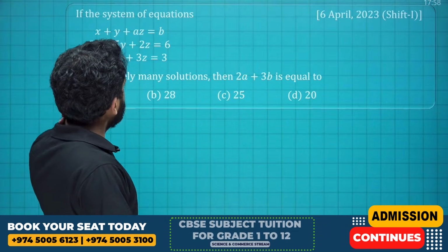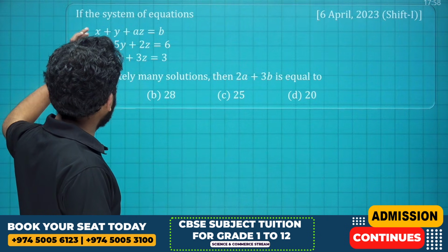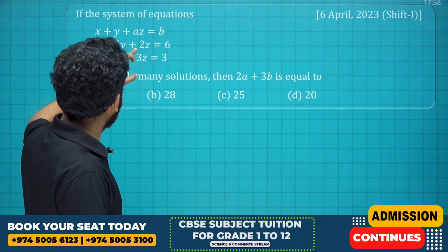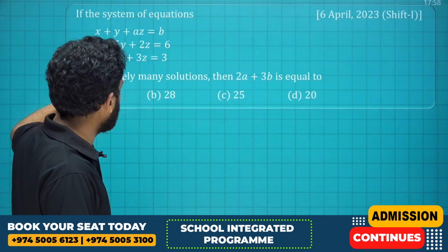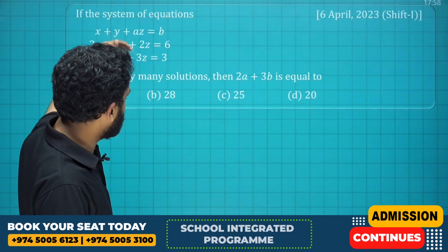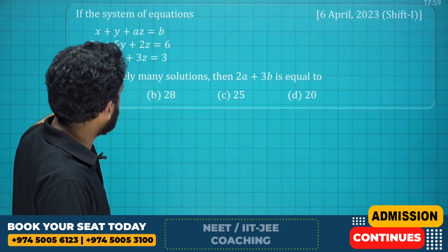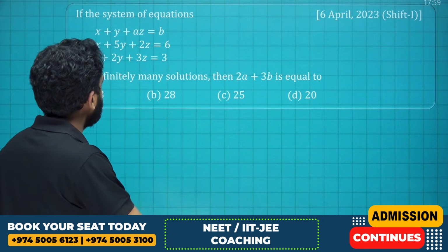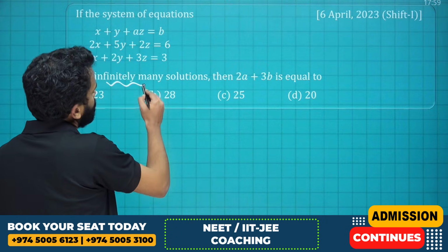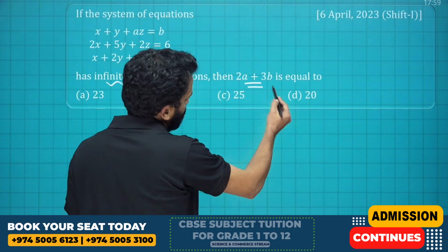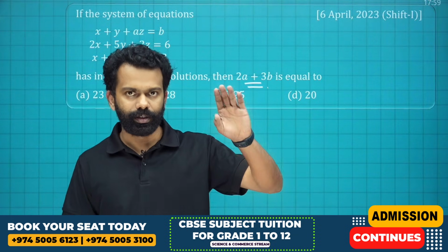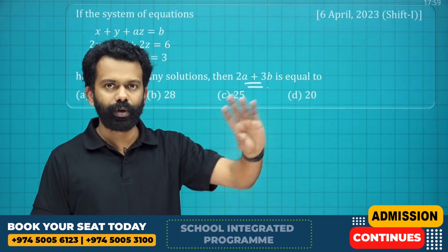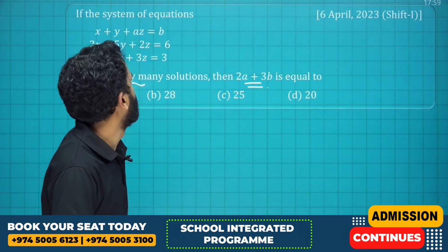If the system of equations x plus y plus az is equal to b, 2x plus 5y plus 2z is equal to 6, x plus 2y plus 3z is equal to 3, has infinitely many solutions, then the value of 2a plus 3b. Similar to the previous question. If you want, you can do it by hitting the pause button. Just do it by yourself. It will be better.